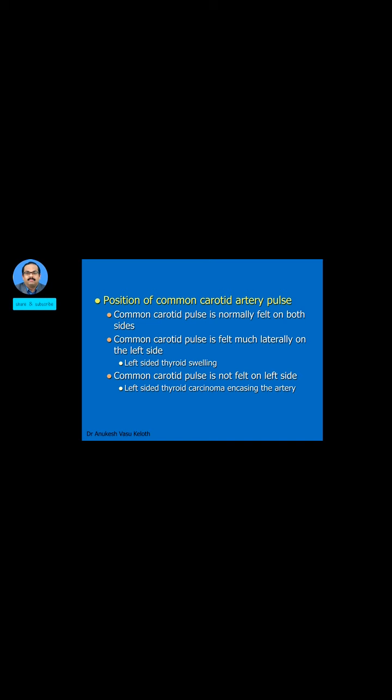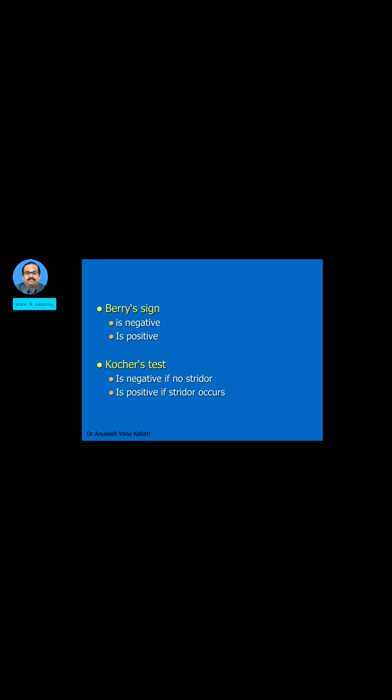Similarly, if it is not felt on that side, that does not mean that the pulse is absent. It may be the Berry sign, which again I'll discuss after some time. Sometimes the thyroid malignancy may encase the common carotid on that side in such a way that you are unable to elicit a pulse. The artery may be still patent, but you are unable to elicit the pulse. So that is the Berry sign. If the Berry sign is negative, you can say that. If it is positive, that means that the pulse on that side is not palpable. Again, it's a feature of advanced thyroid malignancy.